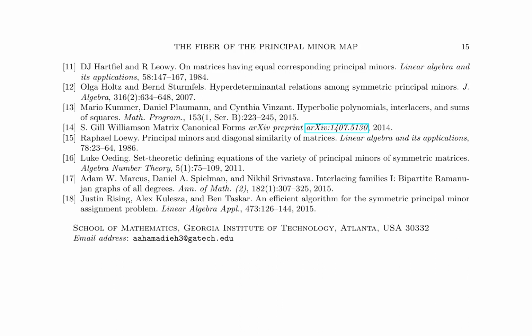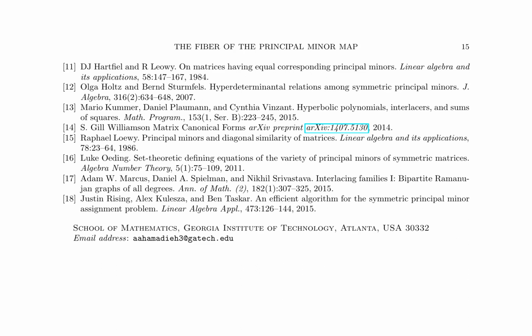It begins by citing Hartfield and Loewy's work on matrices having equal corresponding principal minors [11], followed by Holtz and Sturmfels' research on hyperdeterminantal relations among symmetric principal minors [12]. The authors then delve into the relationship between hyperbolic polynomials, interlacers, and sums of squares, as explored in Kummer, Plaumann, and Vinzant's study [13]. This is followed by a reference to Williamson's work on matrix canonical forms [14], which provides a framework for understanding the structure and properties of matrices.